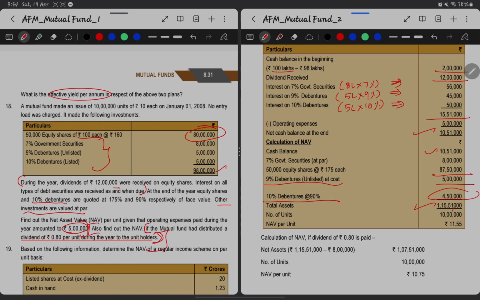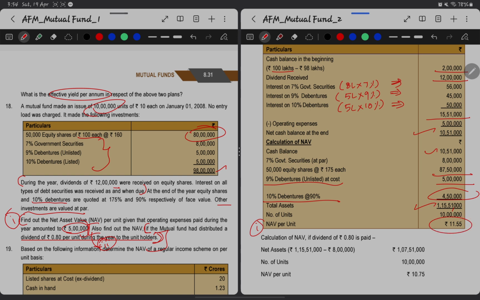Then the number of units is 10 lakh as they have given. Dividing that will give the NAV per unit. This is the first requirement of the question. So the first requirement, NAV considering the operating expense and the other things, NAV is 11.55.